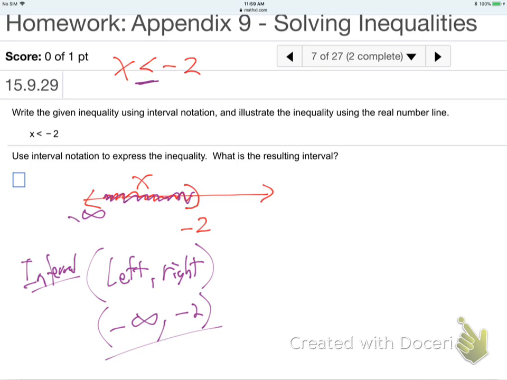Yeah, so the bar would go with the bracket. Because the bar means equal, you're right on the number, so that would be a bracket, you're right on it. But if there's no bar, you're not equal, then there's always a parenthesis. So yeah.